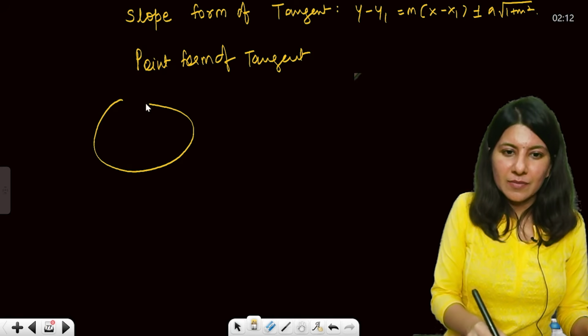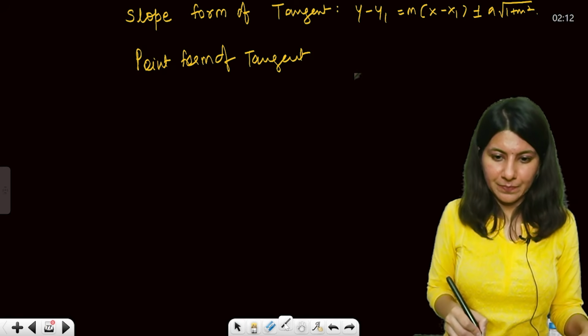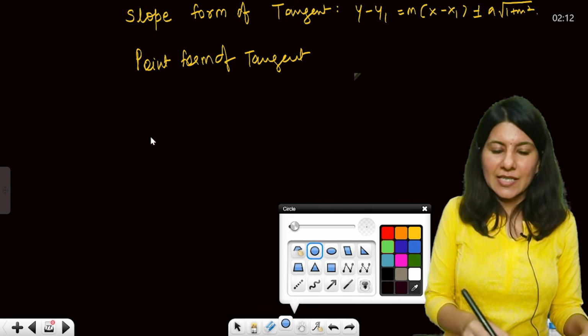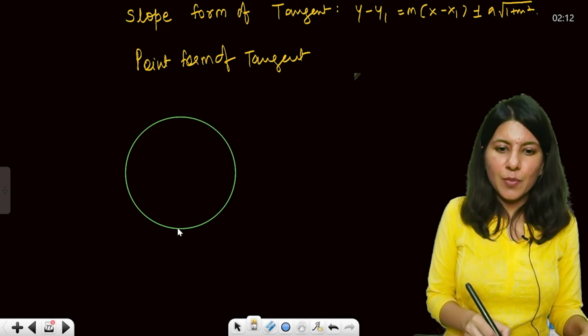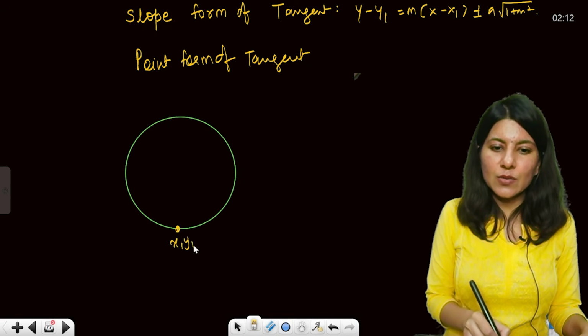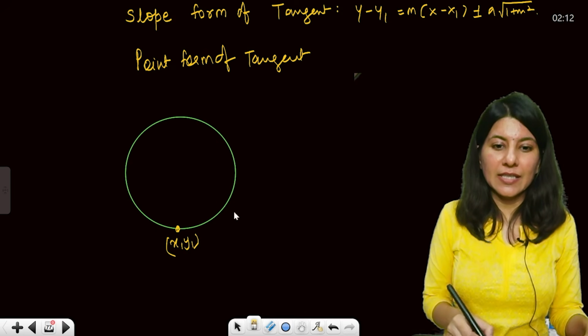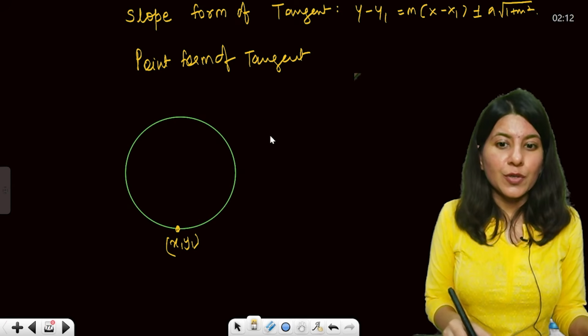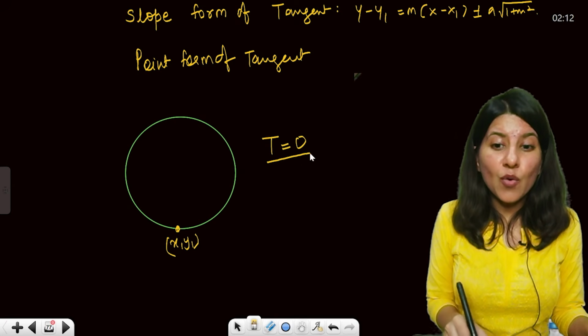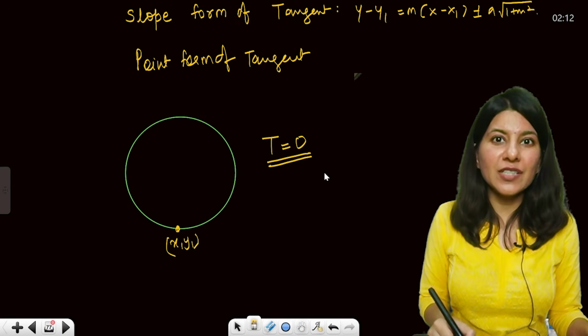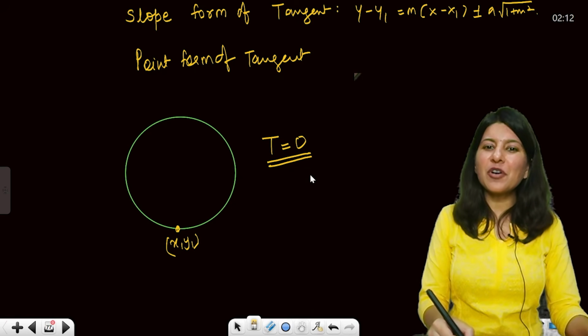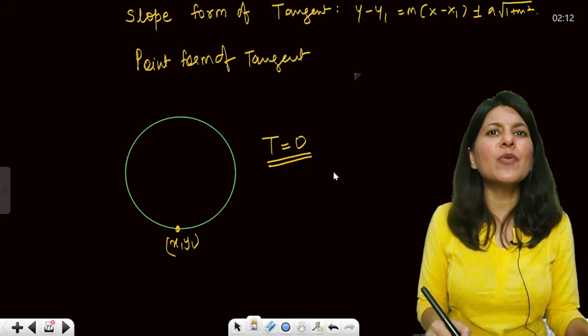Suppose you have a circle and a point x1, y1 is lying on this circle. Then T equals to 0 will give you the equation of the tangent. Now, you must be wondering, what is T? I should ask you, what is T?